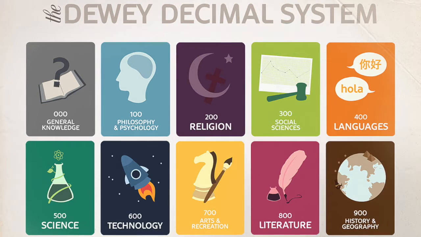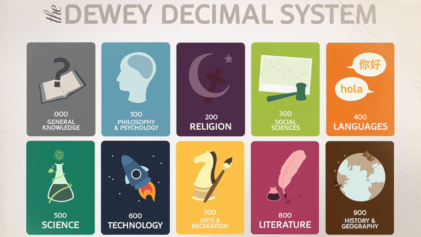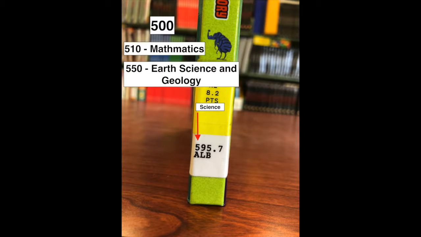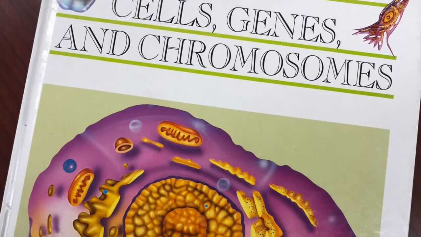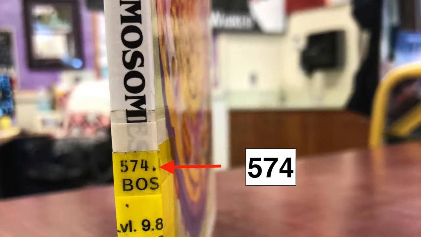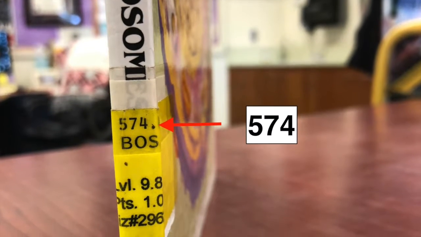So how does this work? Well, the hundreds are then broken down into tens to help subdivide these major categories. So let's take the 500s, for example. The 500 category is labeled as the science category, but in this category, under 510, you will find subjects on mathematics. Under 550, you will find books based on earth sciences and geology. And in the 590 subcategory, you will find books on animals or zoology. So if you're searching for a book on cells for a class, you would look in the 500 category, but with the subcategory of 570, because that's biology.